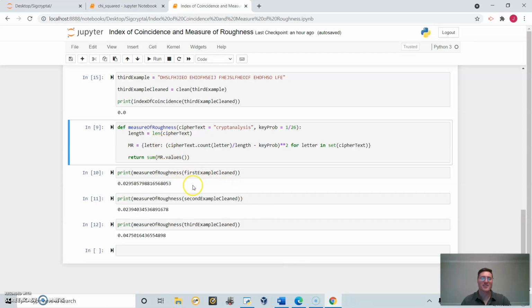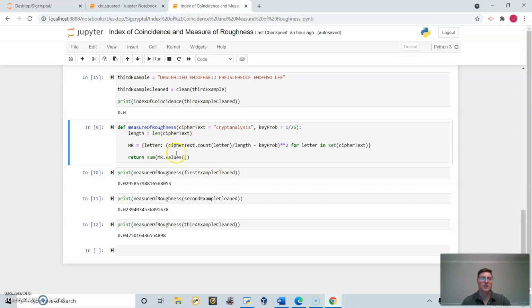So the measure of roughness. We're just going to use the 3 examples we used above. In this case, we provided the ciphertext, and we keep the key probability the same since we're only working with a key span from A to Z. We can pre-compute the length so that we don't have to continue to call it in the dictionary. Just easier that way, and it's faster. Then we're going to run through the set of the characters within the ciphertext, which don't have to correspond to the entire key span. It's a min and max bound from 0 to the length of the key span.